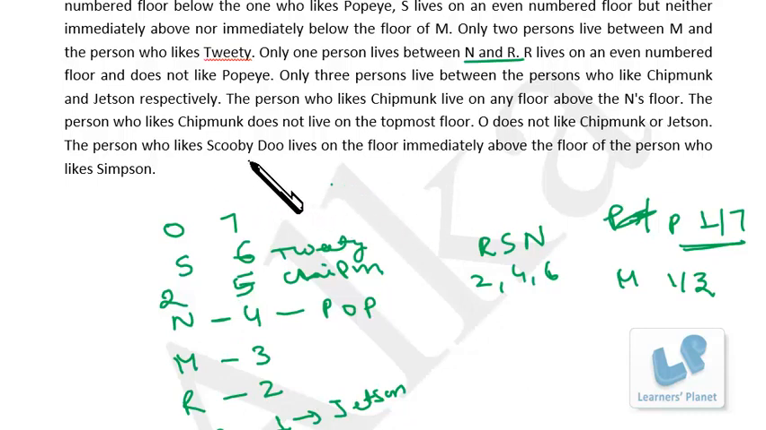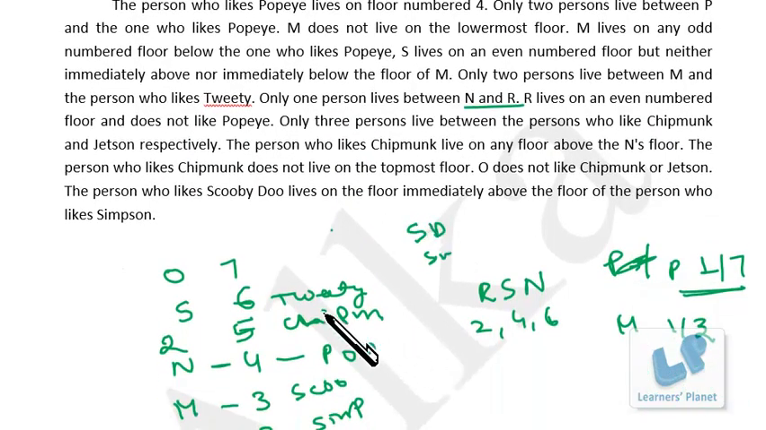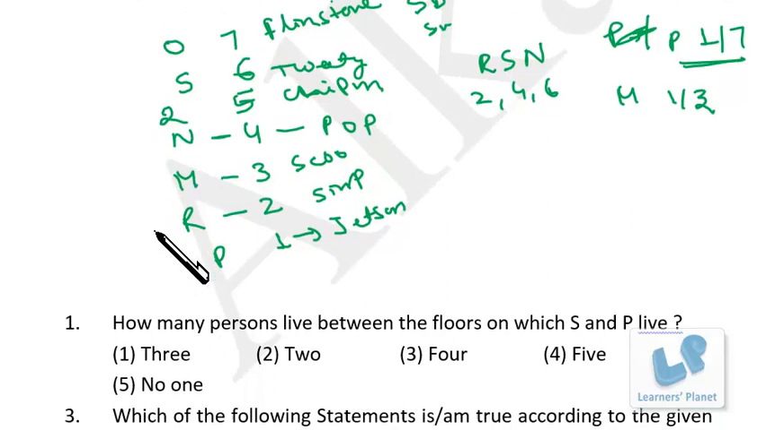Then the person who likes Scooby-Doo lives on the floor immediately above the person who likes Simpson. So Scooby-Doo and Simpson should be together. So that can be possible over here. So that is Scooby-Doo and that is Simpson. Now we are left with Flintstone. So that is over here. Okay. So how many persons live between the floors on which S and P live? S and P, 4. 1, 2, 3, 4.